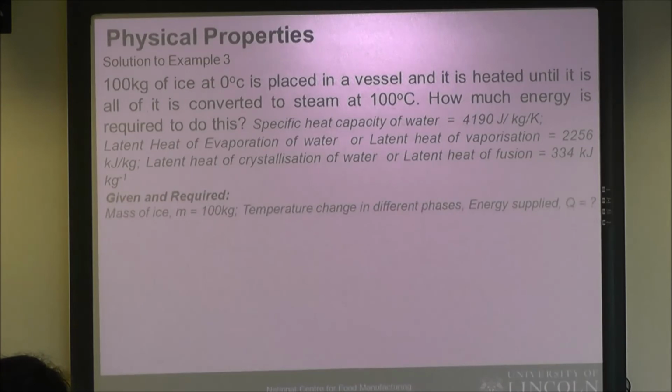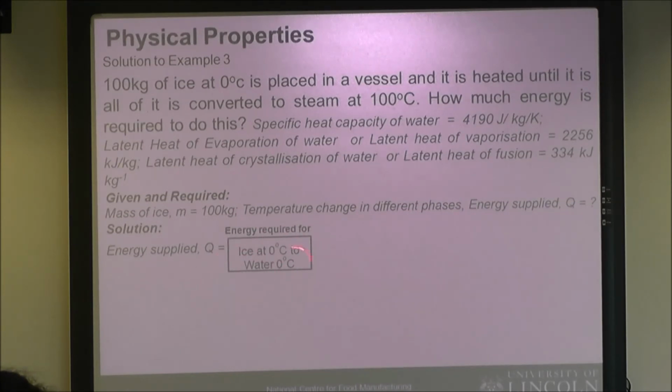What are we given? That's the first question. We are given the mass of ice, 100 kilogram, the temperature change in different phases, and the energy supply is what we are asked to find. The next thing you need to do is look at the energy supply. It will be the energy required for ice at 0 degrees to water at 0 degrees, plus the energy required to change water at 0 degrees to water at 100 degrees Celsius. Then you add them together. Then you answer. That's the final answer.